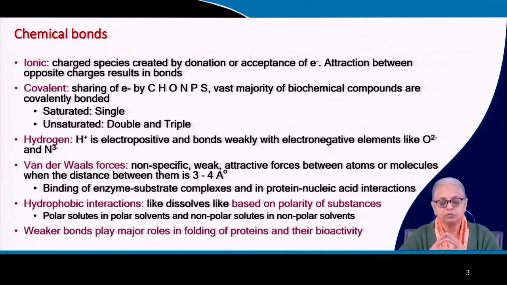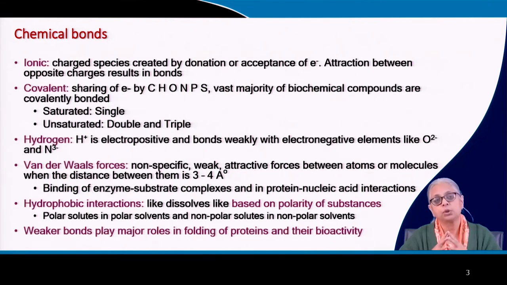Let's come to one of the most important concepts in biochemistry or in microbiology, and that is the major nutrients. I call them the big six: carbon, hydrogen, oxygen, nitrogen, phosphorus and sulfur. These six elements comprise the bulk of the mass of any living organism, but more so for microorganisms. The sharing of electrons by any of these elements is going to result in covalent bonds, and the vast majority of biochemical compounds are covalently bonded.